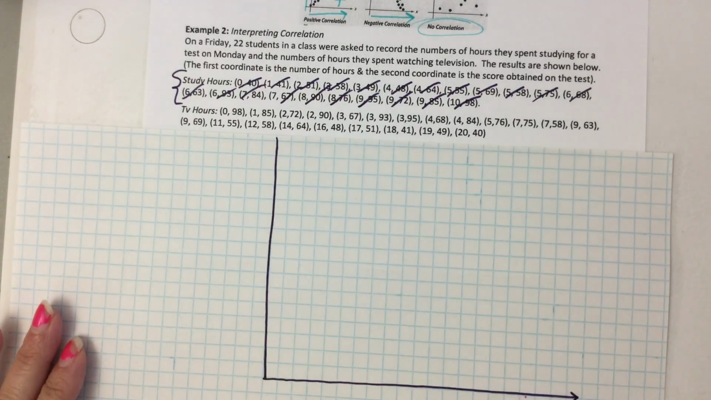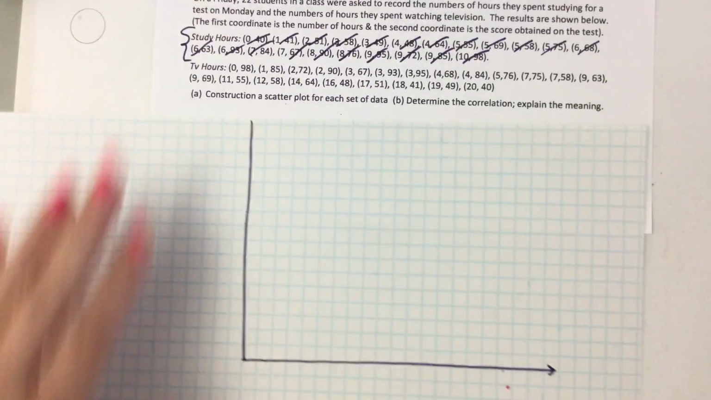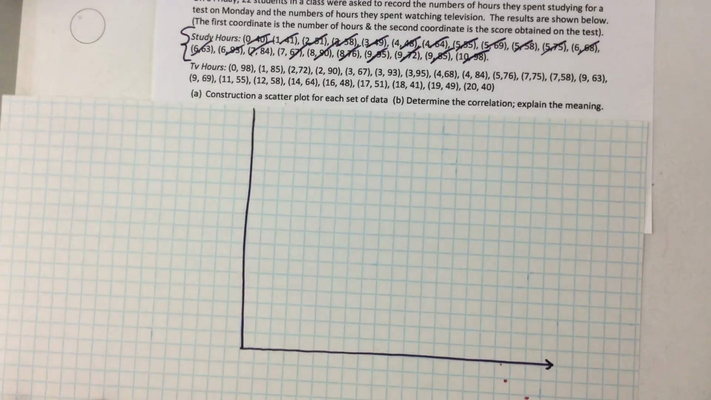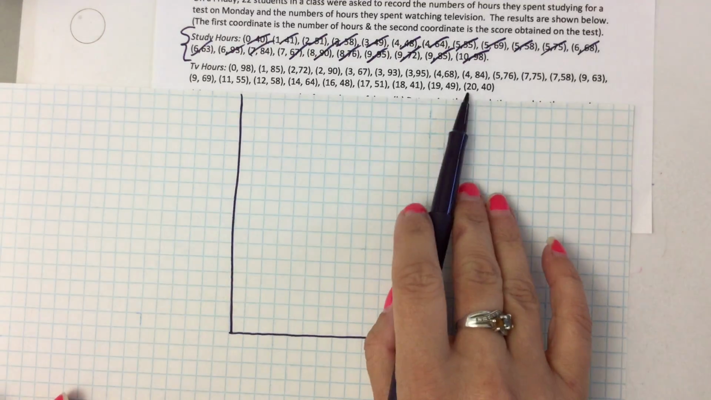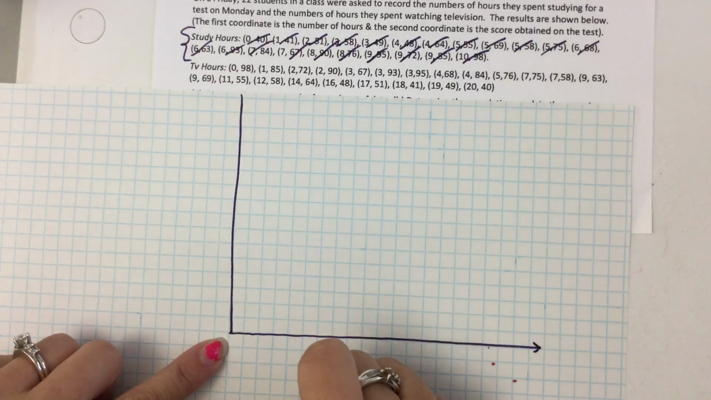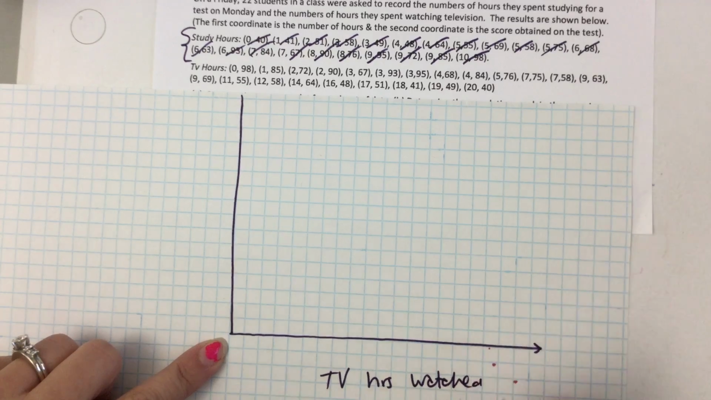Okay, TV hours, the X value. The X values, okay, somebody watched 0 hours of TV. That's crazy in a whole weekend. 0 hours, the largest number is 20, so I can go by ones. This is TV hours watched, and that's over the weekend.